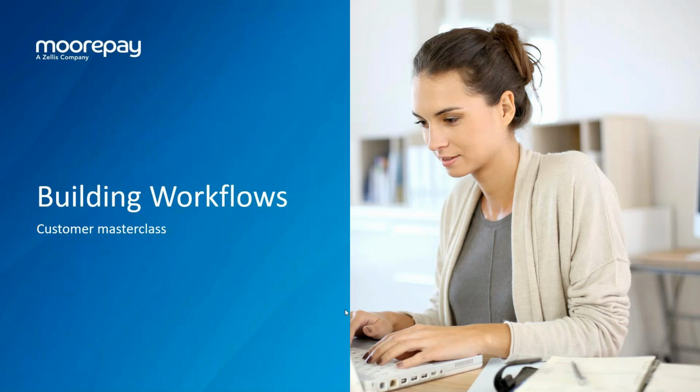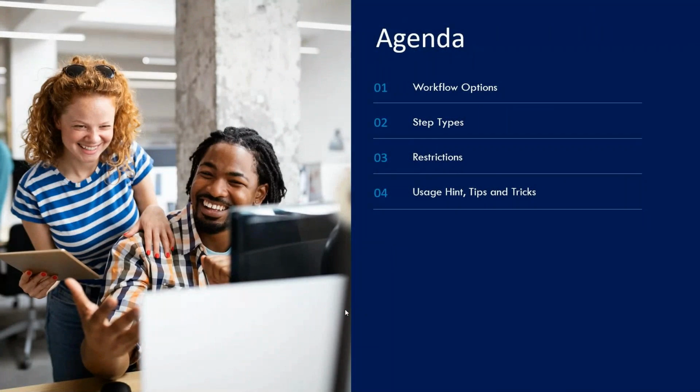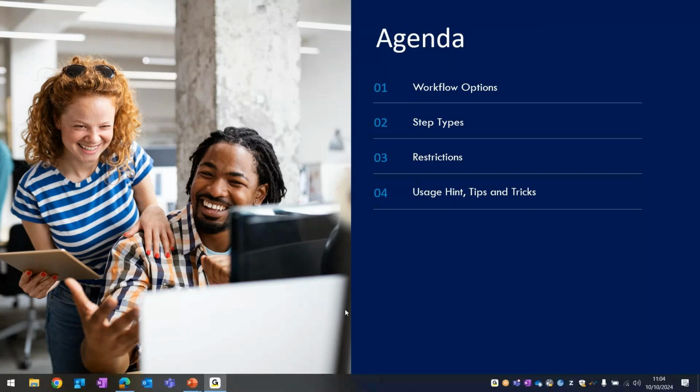In today's session, we're going to be looking at four main areas of the system. When it comes to workflows, we're first of all going to be looking at all of the workflow options that are available. We're then going to be looking at the step types that can be used within workflows. We're then going to look at any restrictions that can be placed on those workflows. And then, as always, we're going to be going through some best practice hints, tips, and tricks that can help you when it comes to building workflows and when you're testing those.